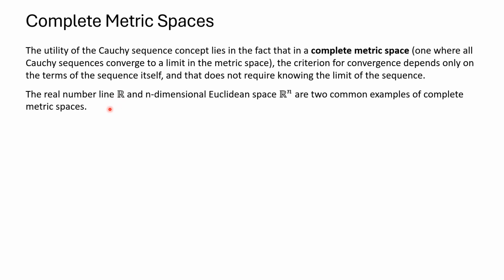So we have a couple of examples. I'll give you a few more later on, but we have the real numbers are a complete metric space, and then n-dimensional Euclidean space is also a complete metric space. We have a theorem here also. A convergent sequence is also a Cauchy sequence. So convergence implies Cauchy sequence.